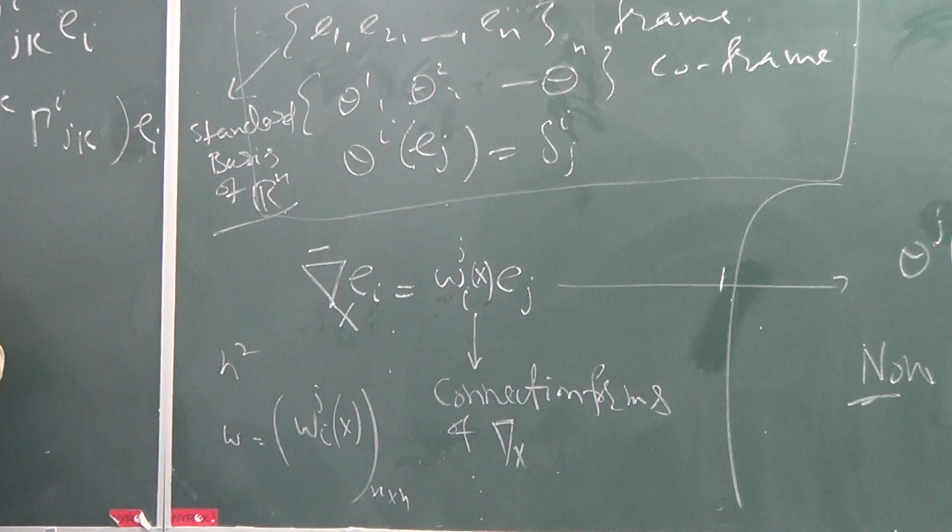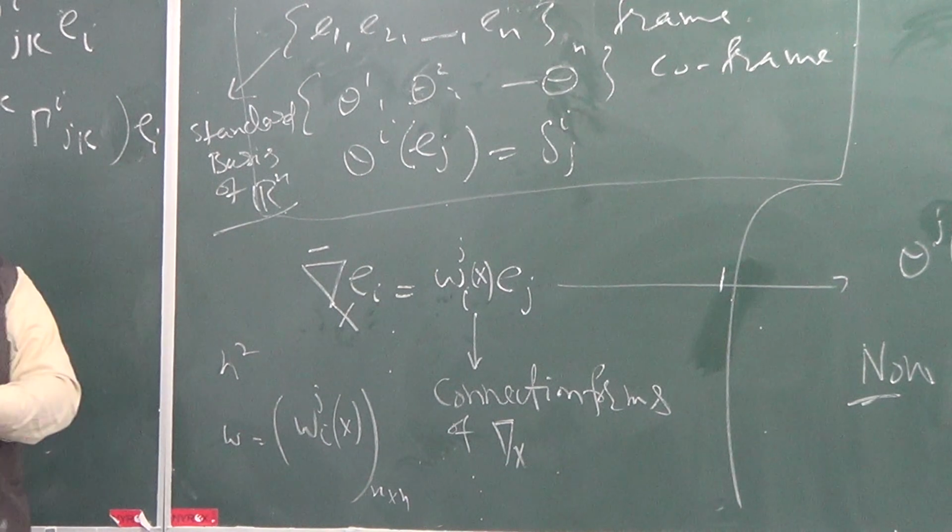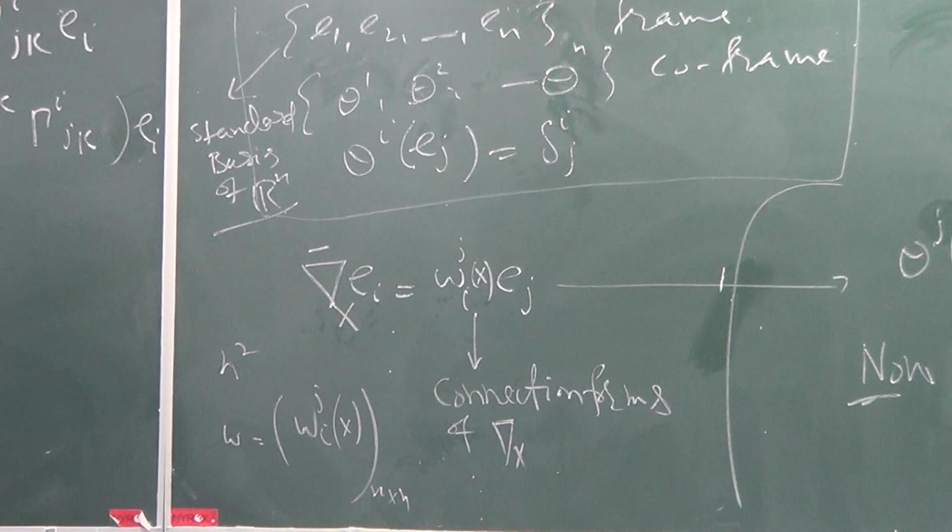If it is, for example, cylindrical polar coordinates, then E1 would be E_r, E2 would be E_theta, and E3 would be E_z. So if it's cylindrical coordinates, you're going to get E_r, E_theta, E_z. Are you getting the point? Okay. Here's the interesting question.